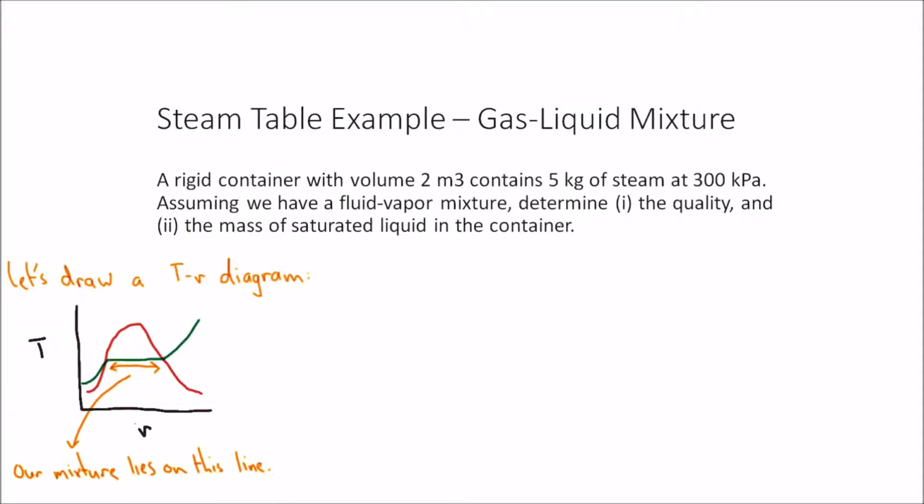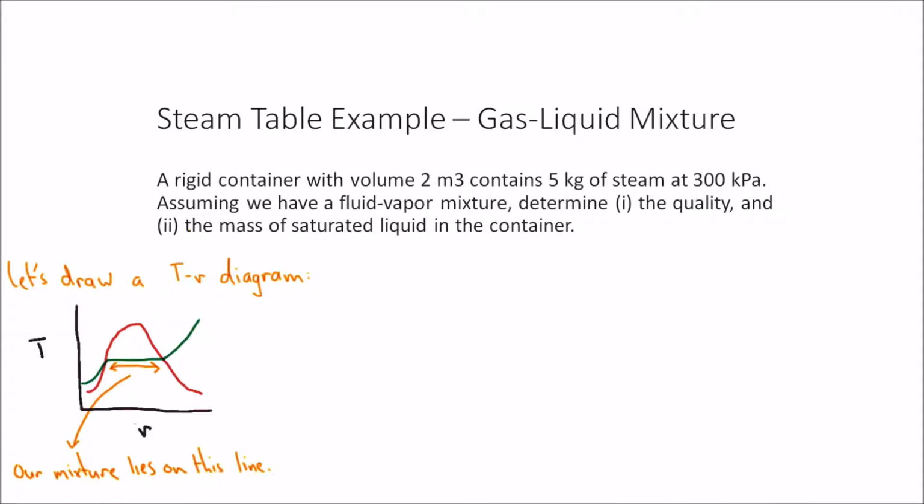And now on to our final example for this week, a simple gas-liquid mixture example, using the steam tables to collect data on that mixture. Here again we have a container containing 2 cubic meters with 5 kilograms of steam or water at 300 kPa. Assuming we have a fluid vapor mixture, that's a big clue there, determine the quality and the mass of the saturated liquid in the container.